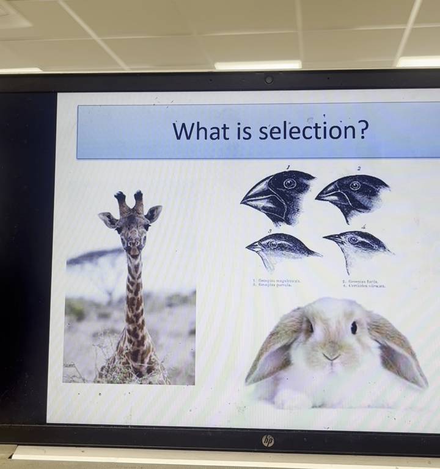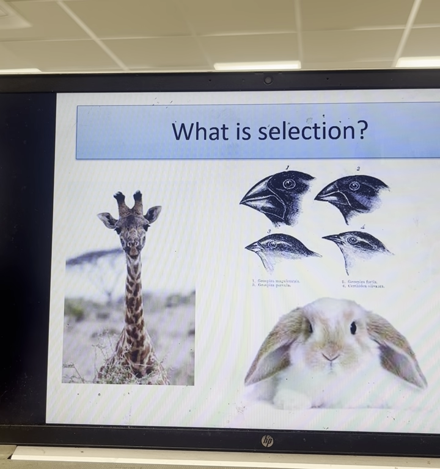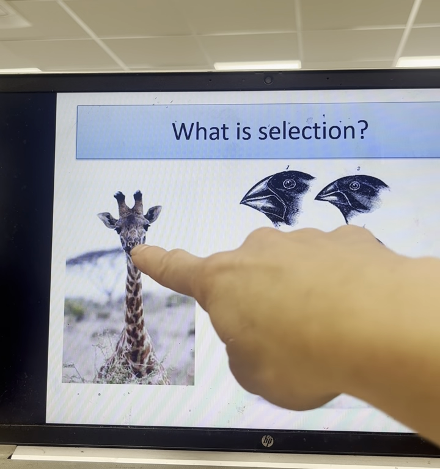So we do kind of have evidence for that in things like our appendix. We are no longer using our appendix. Our appendix is getting smaller, and one day maybe it will disappear from the human body because it's not being used. Giraffes using their neck, etc.